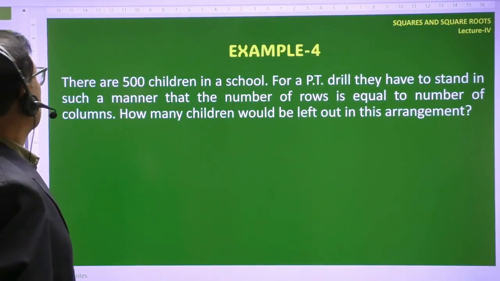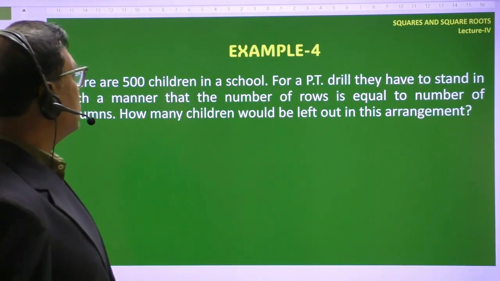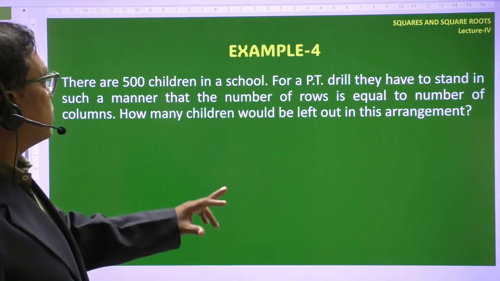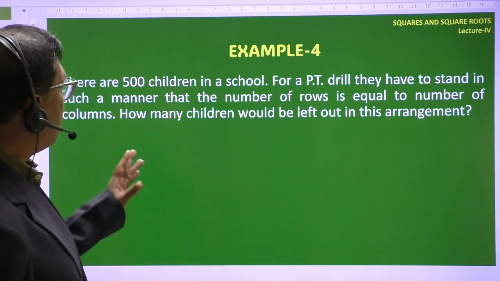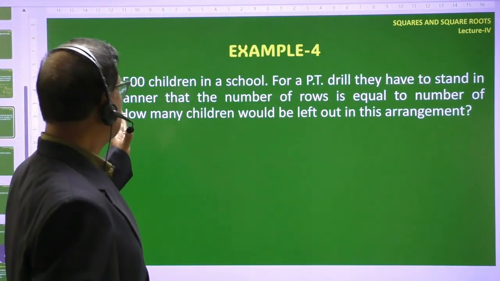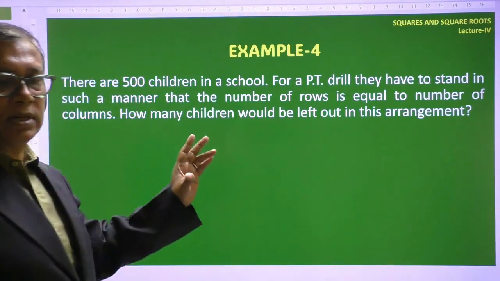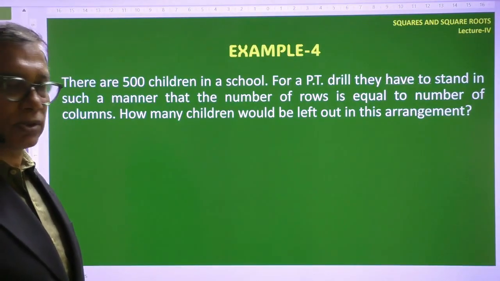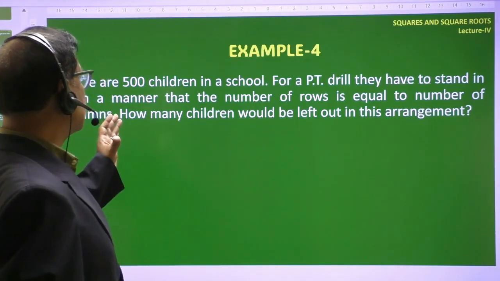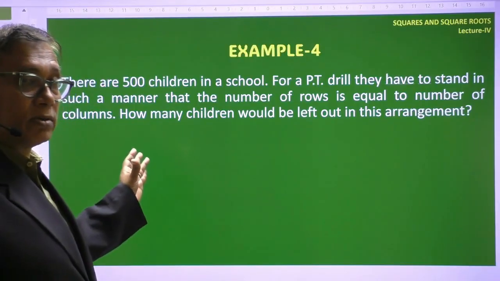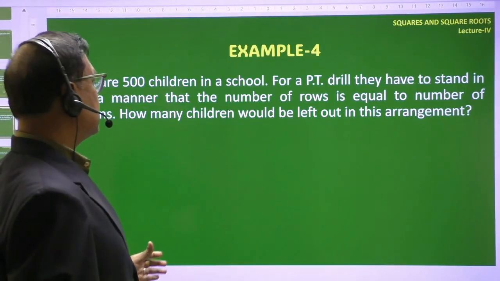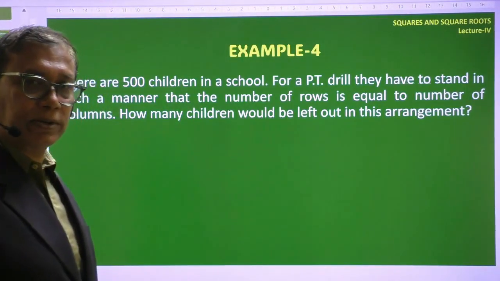example 4. There are 500 children in a school. For a PT drill, they have to stand in such a manner that the number of rows is equal to the number of columns. How many children would be left out in this arrangement? That means here 500, this number is not a perfect square. It is clear from the question. So first we have to know what is the nearest perfect square value, that should be less than 500, because children would be left out in this arrangement.